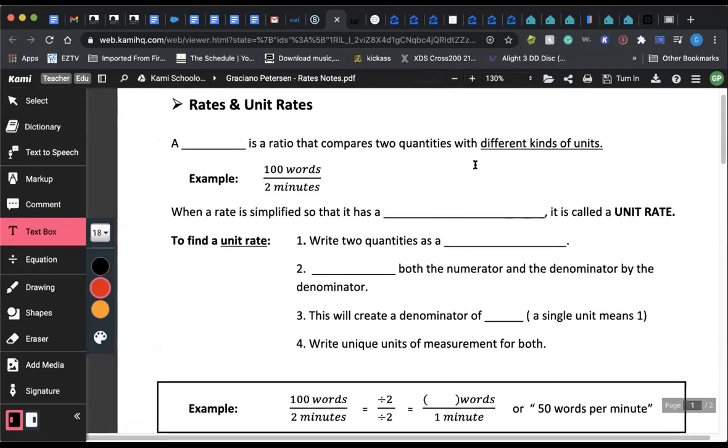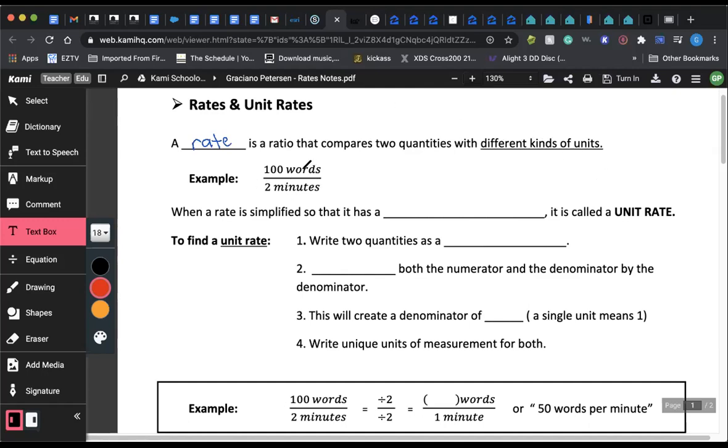Rates. Okay, rates and unit rates. Okay, so we're going to fill out these notes together. And of course, the first thing is just defining what a rate is. And we talked about that already, but just so you have it written down, a rate is a ratio that compares two quantities with different kinds of units.